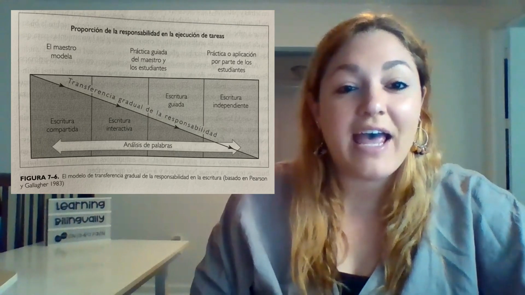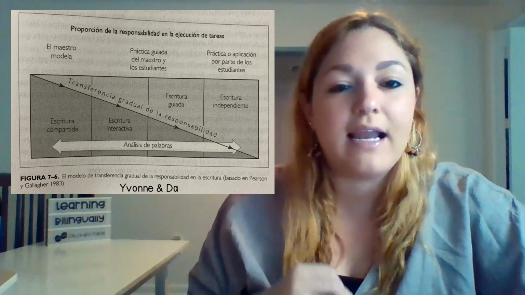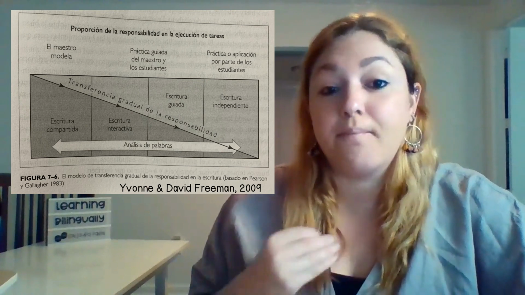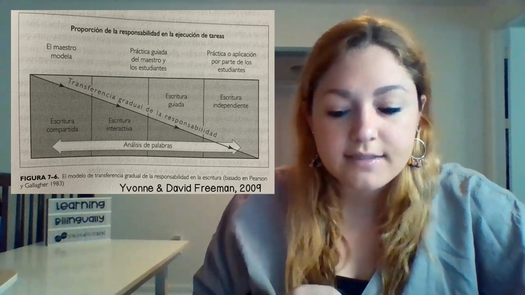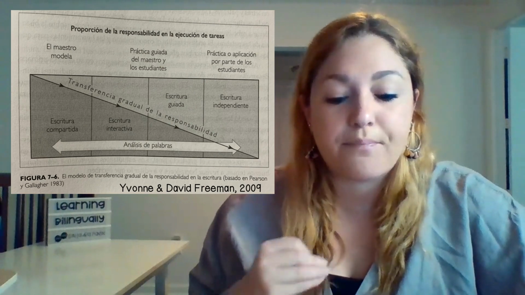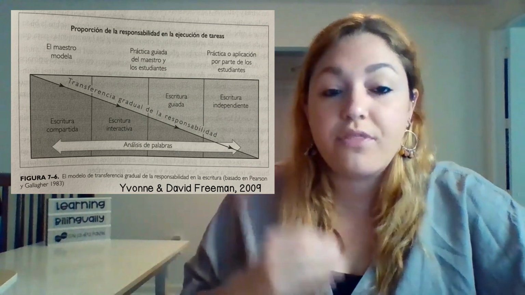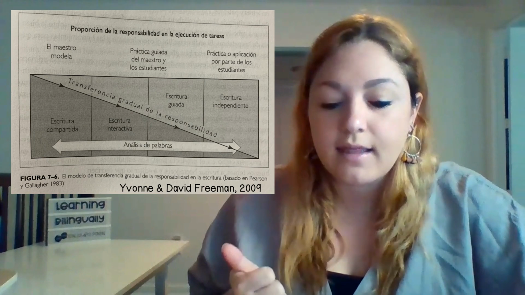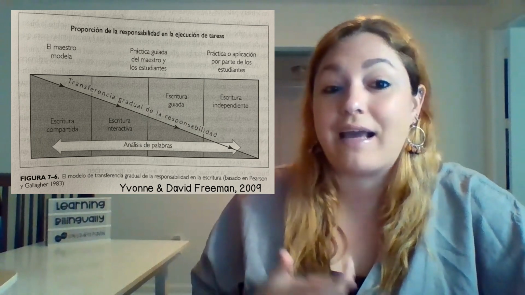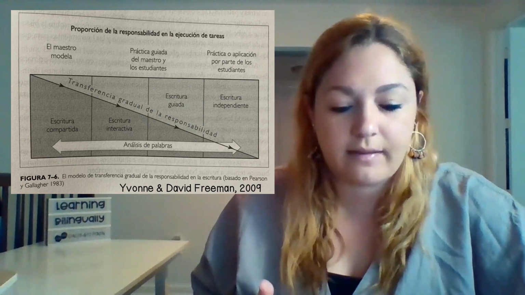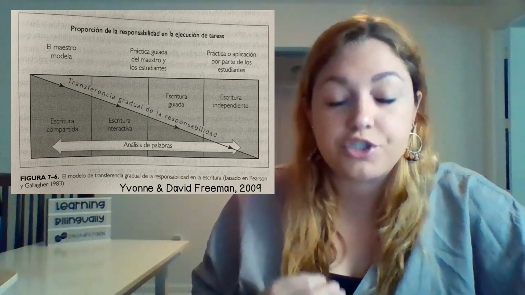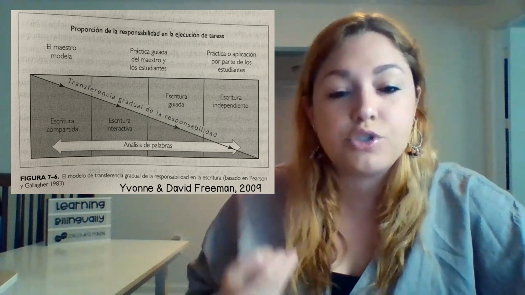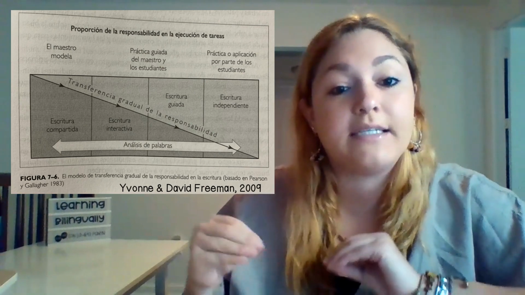We also need to be aware of el modelo de transferencia gradual de la responsabilidad en la escritura. In this framework, the teacher models, the student engages in guided practice, and finally, the students engage in independent practice or application of the skills. Within those 3 steps, the students engage in 4 main types of writing: escritura compartida, escritura interactiva, escritura guiada, and escritura independiente. Our writing with our young students should include all these parts because it allows the students to feel comfortable and gather ideas and tools before getting to that independent writing stage.